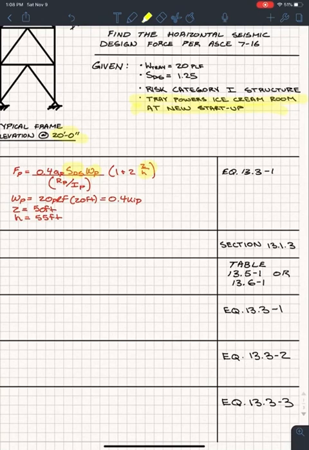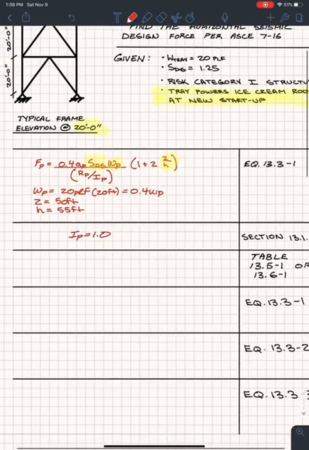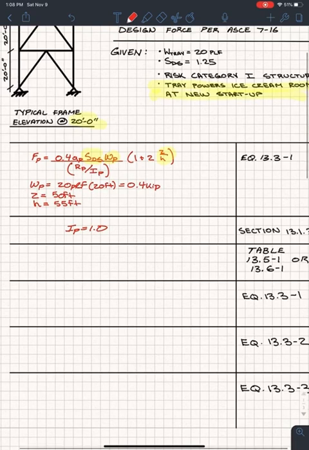And there are a number of exemptions given in section 13.1.4, which you should read, based off of the type of component and the seismic design criteria. Now, what's been given here is that this is power in an ice cream room at a new startup for a risk category 1 structure. So we're going to go ahead and say the importance factor here is 1.0. Okay? Next, we've taken care of that.